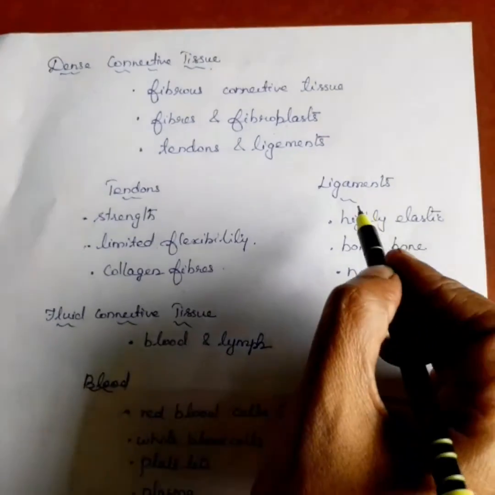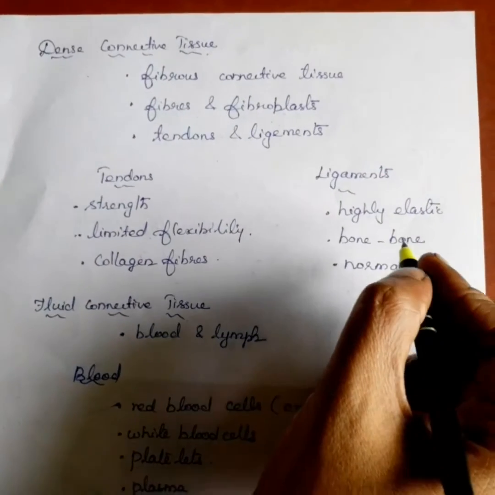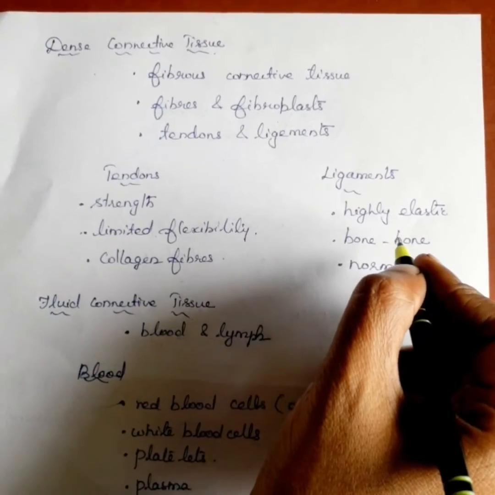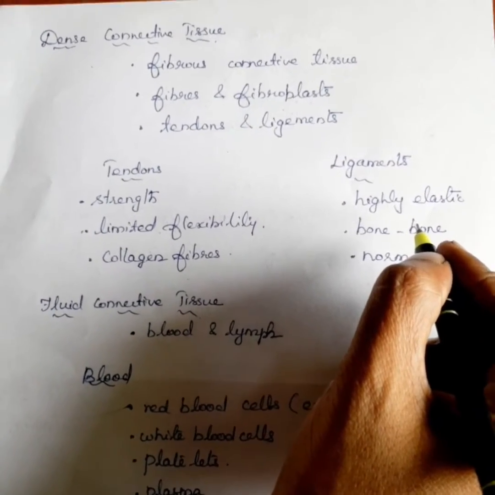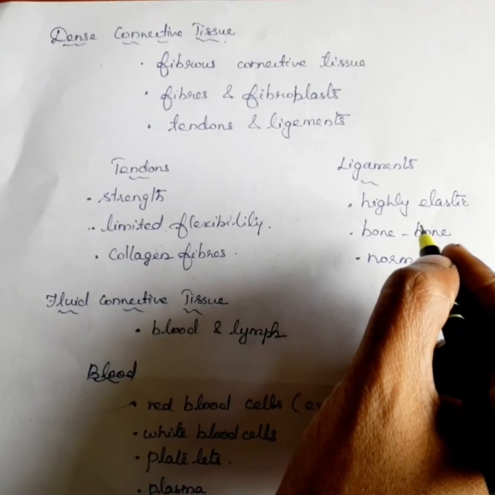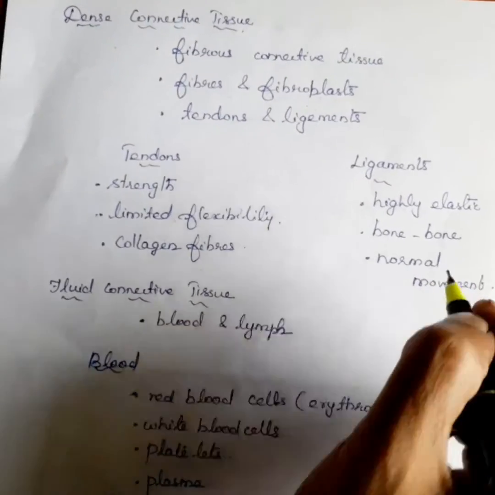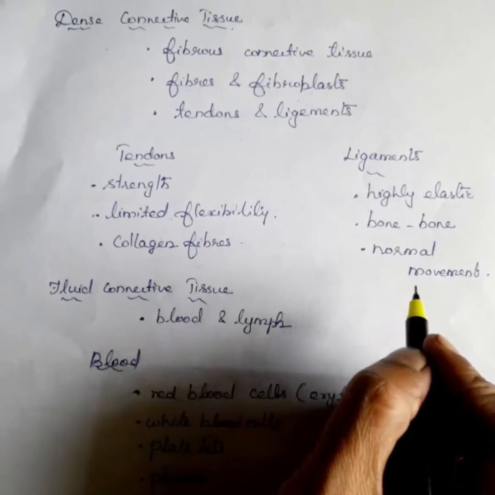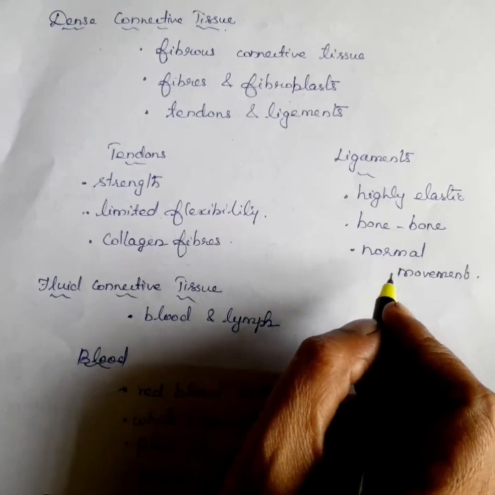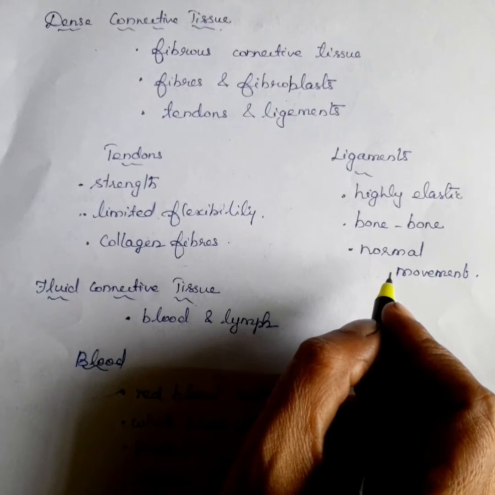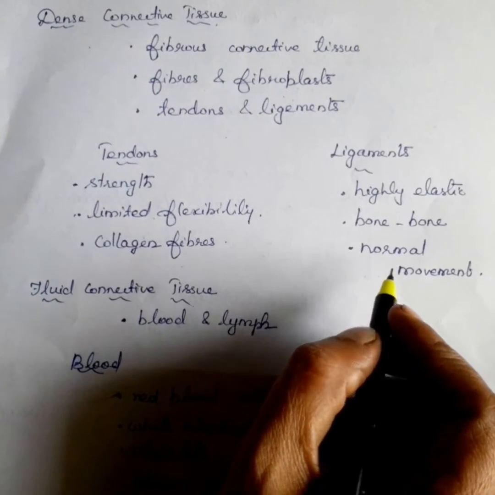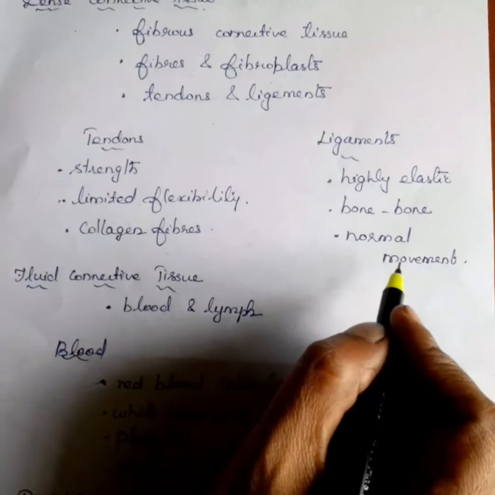Next we are going to study ligaments. They are highly elastic structures and have great strength. They connect bone to bone and contain very little matrix. They strengthen the joint and allow normal movement.